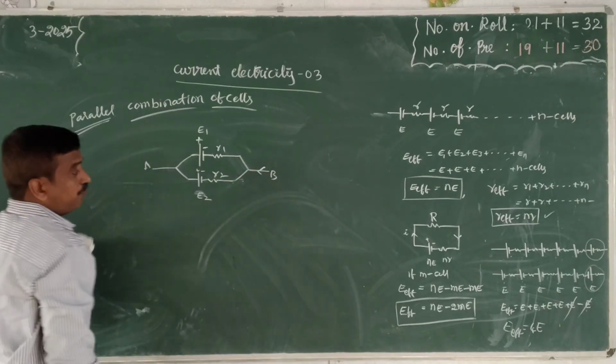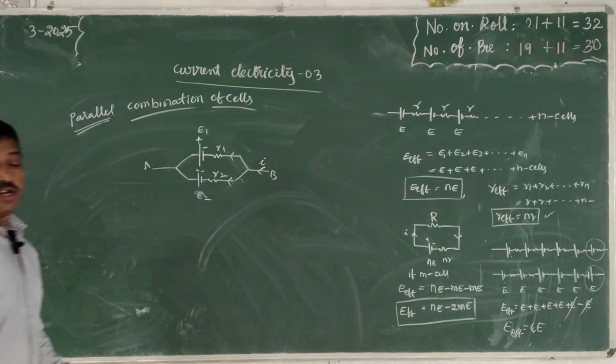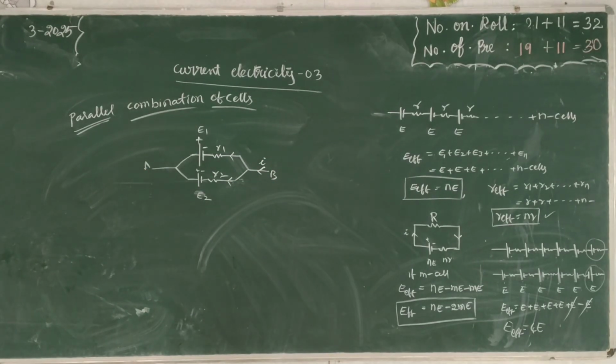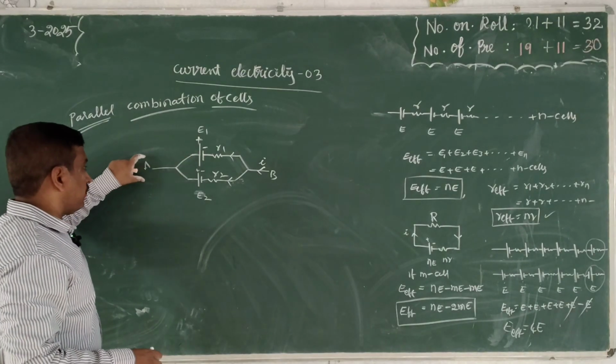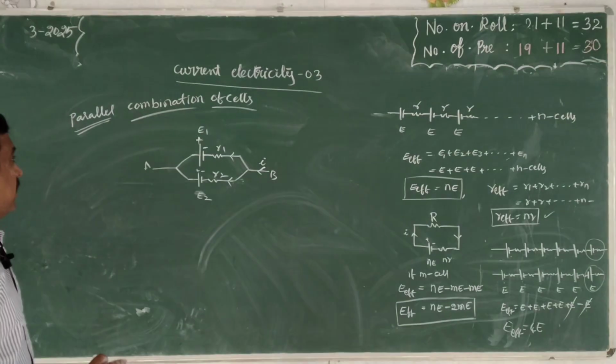Current is moving from B to A. This is the direction of current. Here, see current I in a parallel combination of cells. Parallel combination of cells means all positive terminals are connected to a fixed point and all negative terminals are connected to a fixed point. Then the combination is called a parallel combination of cells.